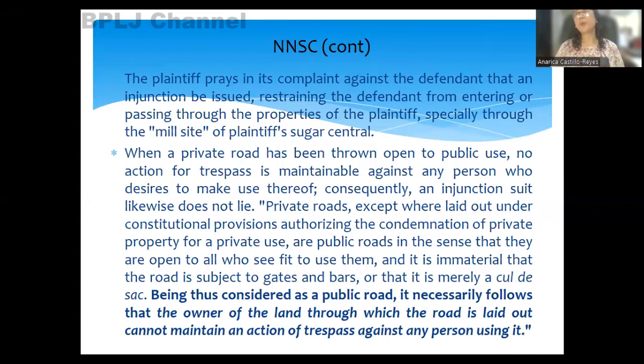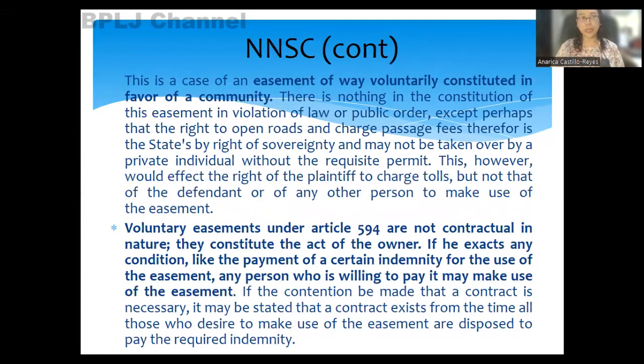Of course, the defendant filed an action for injunction, because he was allegedly being prevented from passing through the said road. The Supreme Court said that being considered as a public road, it necessarily follows that the owner of the land through which the road is laid out cannot maintain an action of trespass against any person using it. This is a case of an easement of way voluntarily constituted in favor of a community.